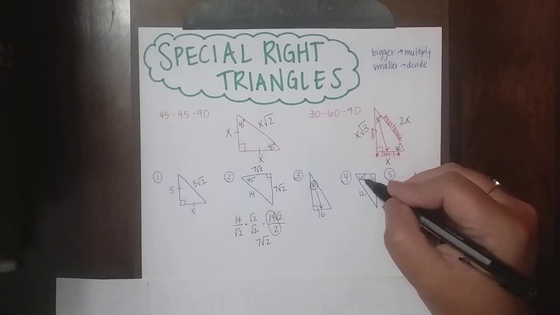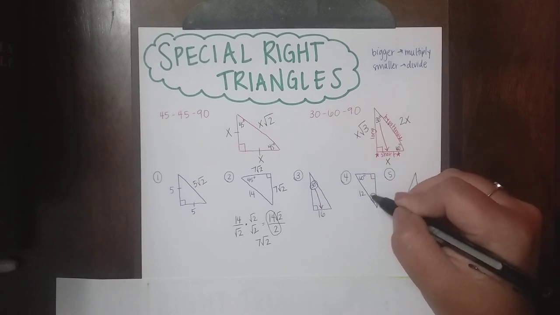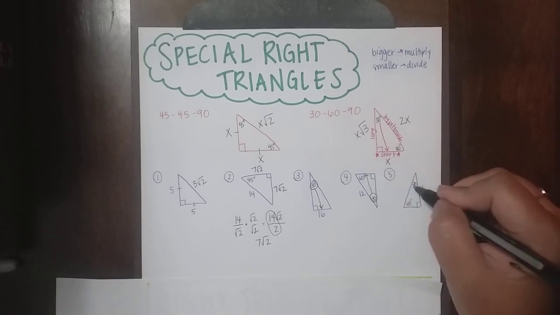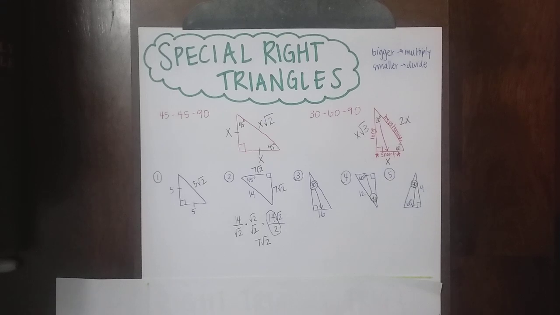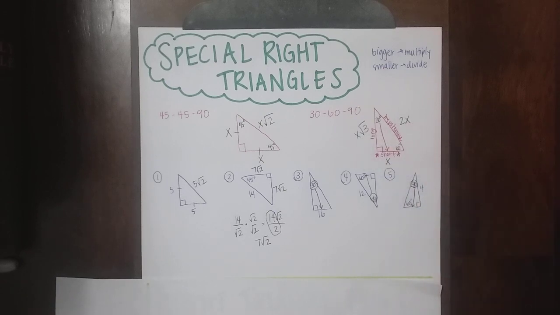So for number 4, I'm given the 60, which means that this has to be my 30. So I'm going to draw an arrow to the opposite side. And same thing here. I need the 30, draw an arrow to the opposite side. That opposite side is the first number that I need. I need my x to be able to get to x root 3 and to 2x.